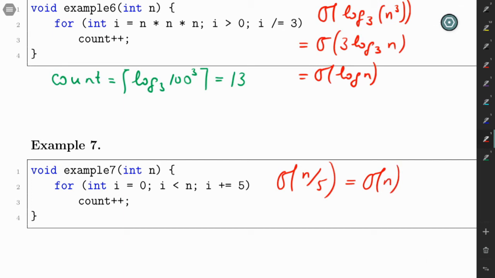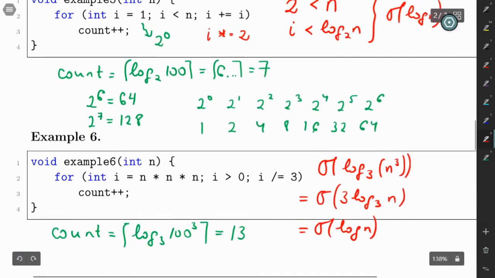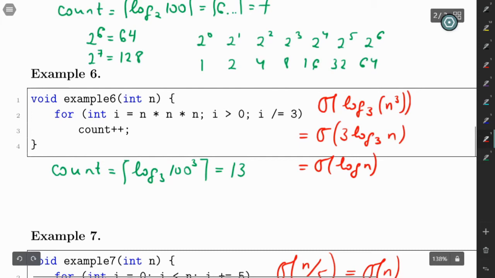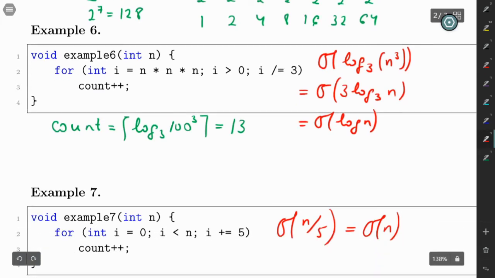It doesn't matter if it was something like I++, where we just increase I by 1, or we increase I by whatever constant. The runtime is still going to be linear, as long as we're not halving or doubling it or whatever. It's going to be linear runtime right here.